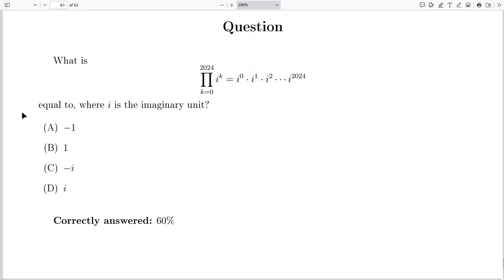This is a fun question about imaginary numbers with the imaginary unit. You can see that 60% of applicants got this one correct. It's a question from the entrance exam for engineers, mathematicians and physicists, entrance into Flemish universities. So if you want to have a go at it, you can pause the video and read the question and try it out for yourself.